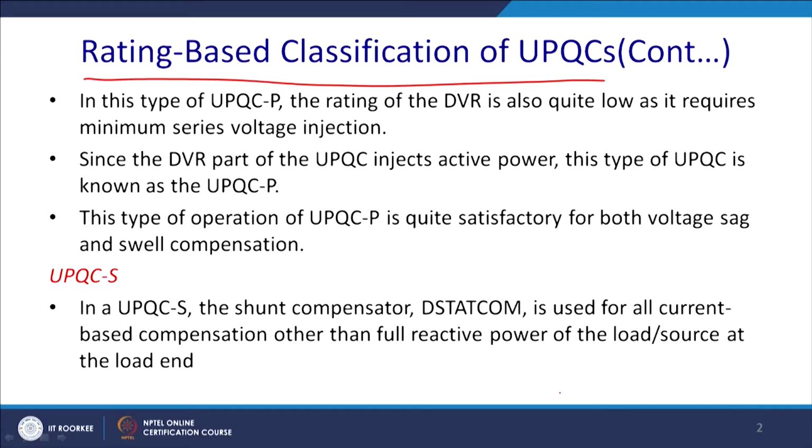In this type, the UPQCP, which injects the voltage in phase, the rating of the DVR is quite low, because if it does not have a power storage element, generally this rating will be quite low. And it requires the minimum series injection, so it is only required to compensate the sags.